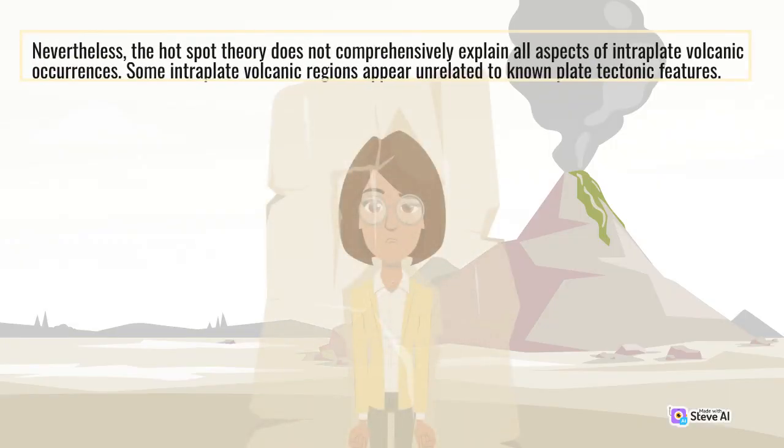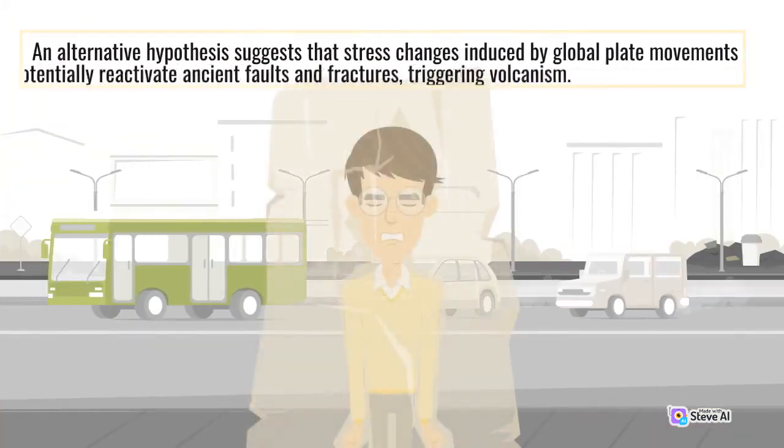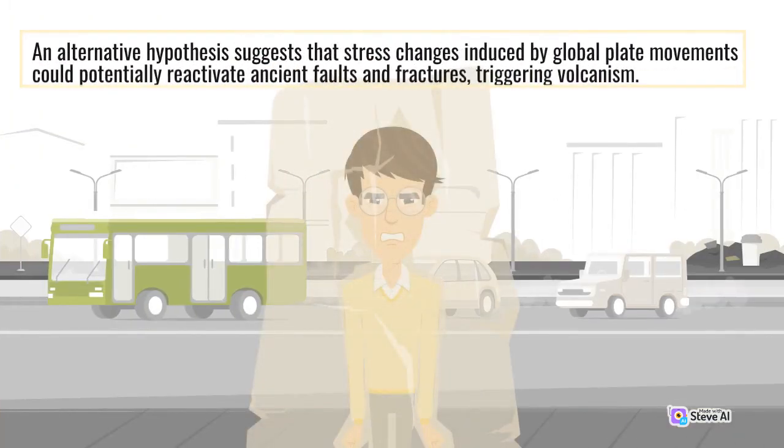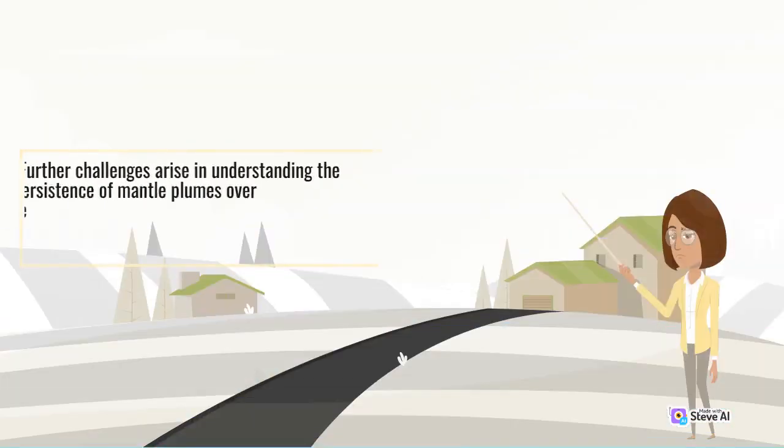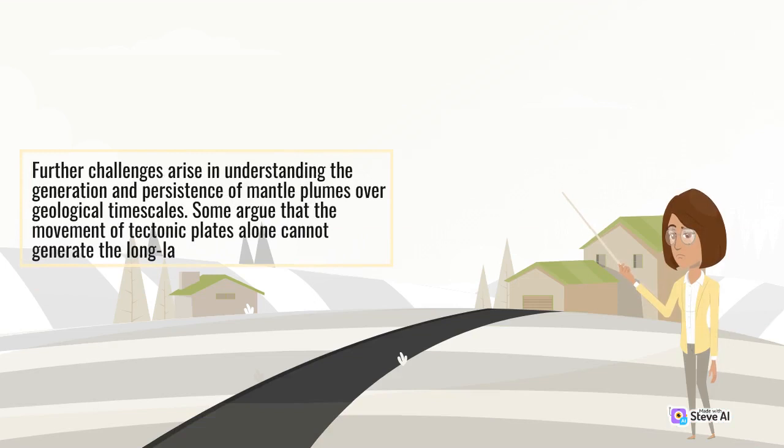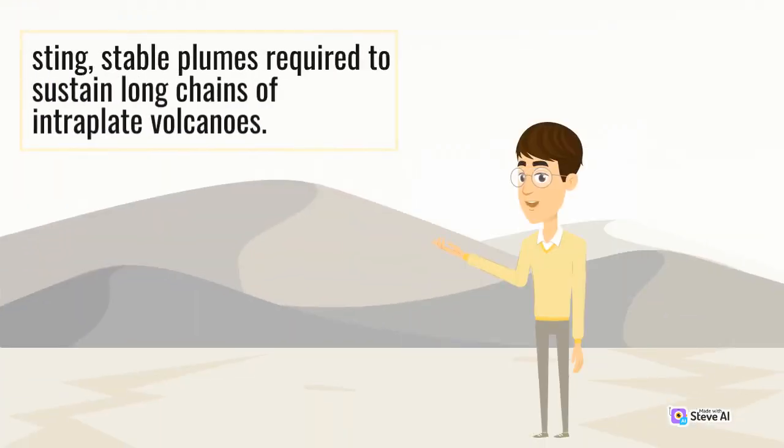Nevertheless, the hotspot theory does not comprehensively explain all aspects of intraplate volcanic occurrences. Some intraplate volcanic regions appear unrelated to known plate tectonic features. An alternative hypothesis suggests that stress changes induced by global plate movements could potentially reactivate ancient faults and fractures, triggering volcanism. Further challenges arise in understanding the generation and persistence of mantle plumes over geological timescales. Some argue that the movement of tectonic plates alone cannot generate the long-lasting, stable plumes required to sustain long chains of intraplate volcanoes.